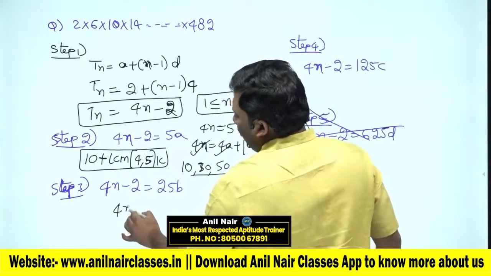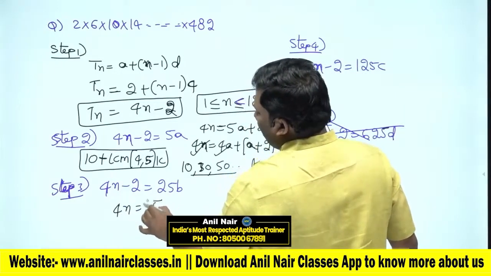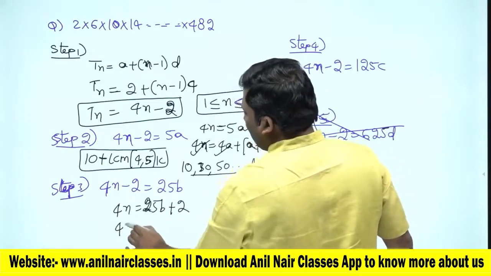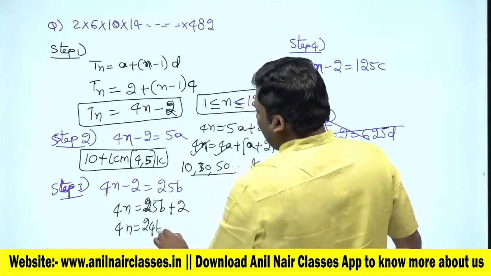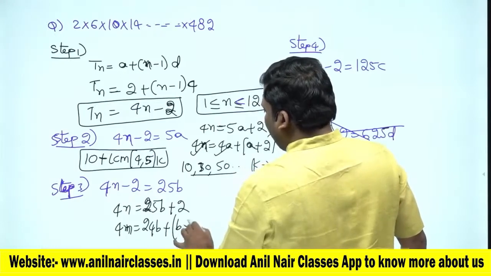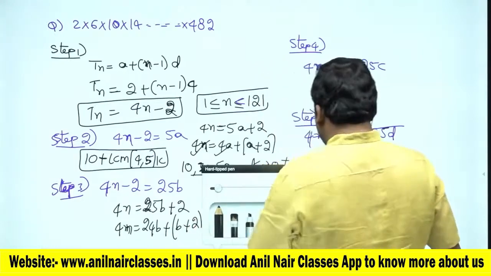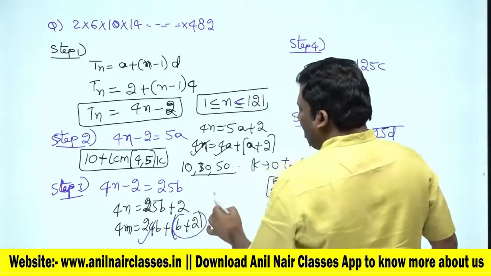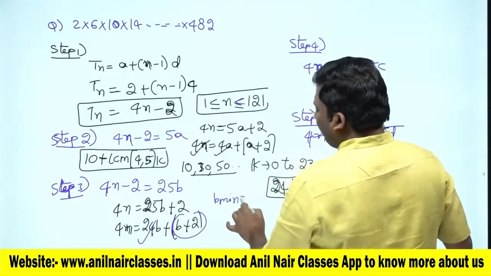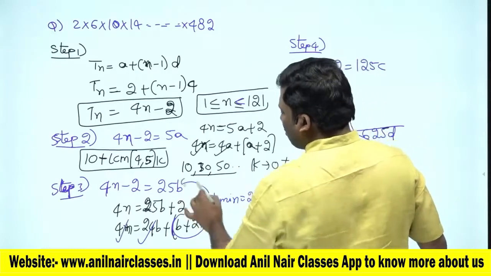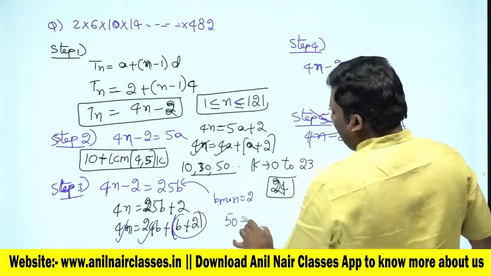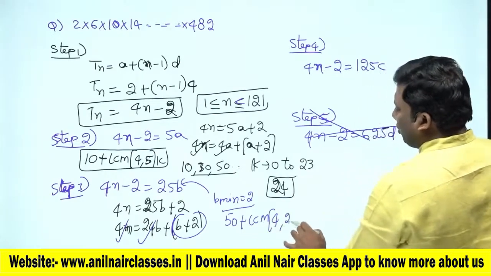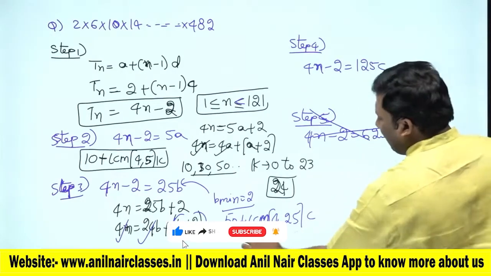This will be 4n equivalent to 25b plus 2. 4n equivalent to 24b plus b plus 2. 4n is divisible by 4, 24b is also divisible by 4. So b minimum has to be 2. If b minimum is 2, 50. 50 plus LCM of 4 comma 25 into k.